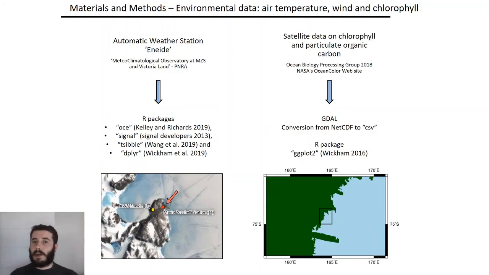Satellite data on chlorophyll and particulate organic carbon concentration was downloaded from NASA's Ocean Color website. This data was downloaded for the area shown in the lower right map at a 4-kilometer resolution, and for daily and monthly climatological data. This data was then processed with GDAL for the conversion from NetCDF to comma separated values, and then processed with the ggplot2 package in R.